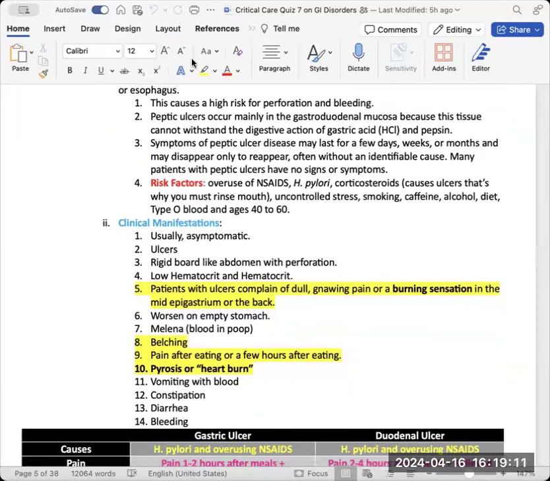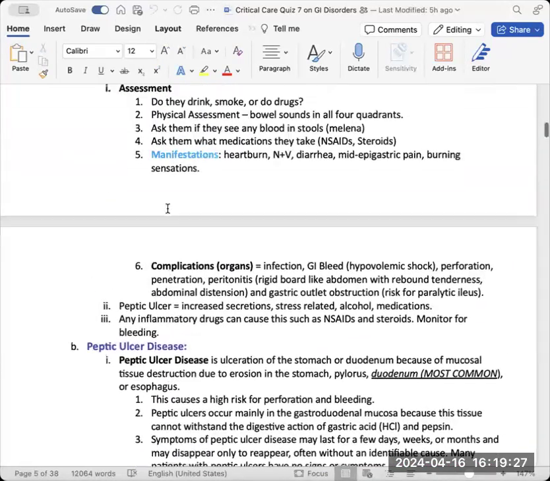I already mentioned heartburn as one of those common manifestations, right? They're also going to have pain, right? We said pain a few hours after eating, like that 2 to 4 hours, and they're going to have that burning sensation in the mid epigastric area because that's associated with duodenal ulcers. So everything starts to come around, right?